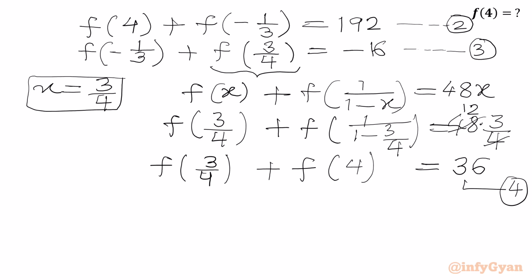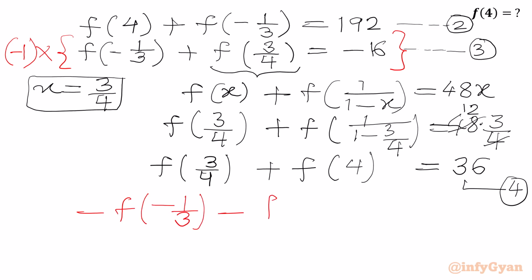Now you can see if we will multiply equation 3 with negative 1. So let us write here, multiply this equation with negative 1. So we will get minus of f of minus 1 over 3, minus of f of 3 over 4, and minus of minus 16. So plus 16. And let us consider this is equation 5.